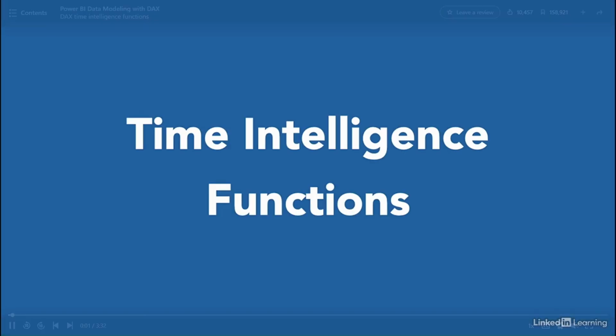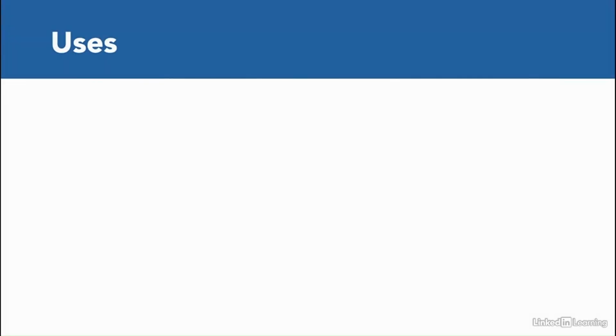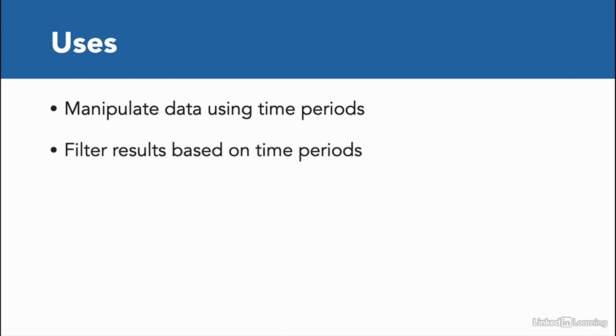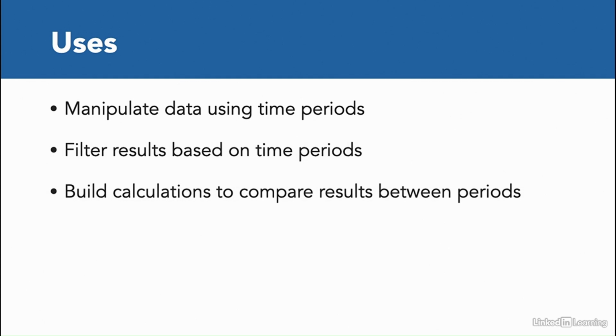Power BI includes built-in time intelligence functions. Time intelligence functions are used to be able to manipulate data using time periods to filter results based on a particular time period and to build calculations to compare results from one period to another. For example, one quarter to another, one year to another.